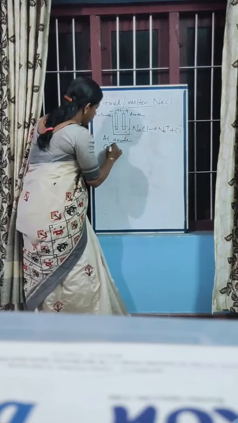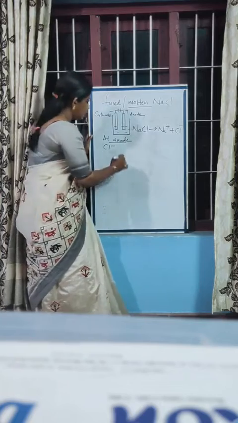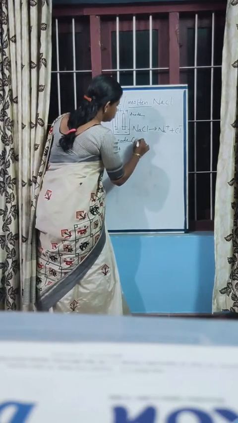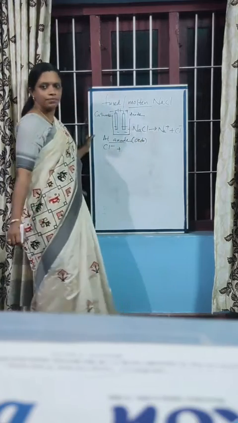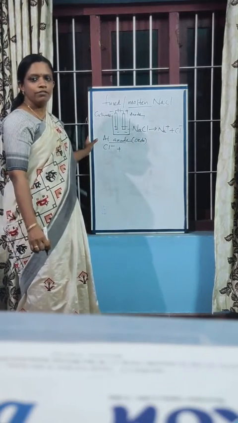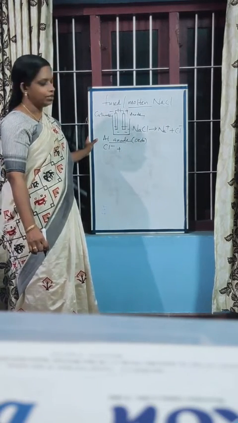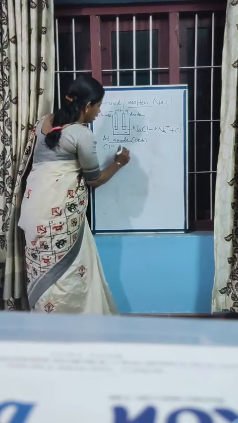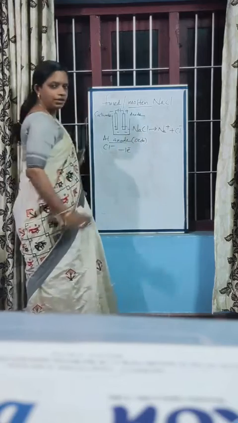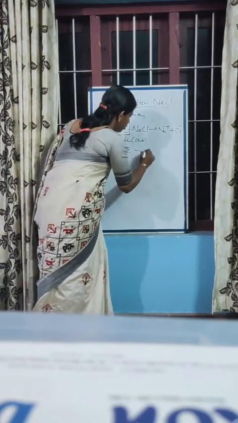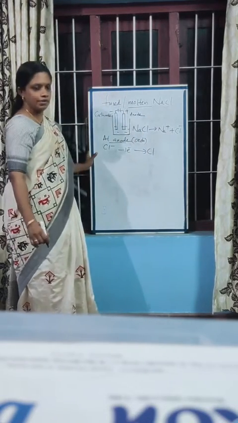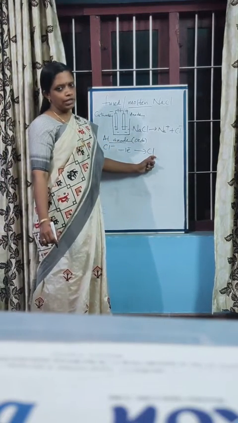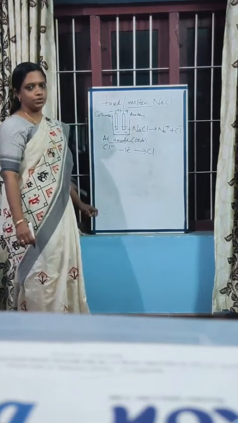Cl minus. Chloride ion is here. It undergoes oxidation. Do you remember what oxidation is? Oxidation is the process of removal of electron. So each chloride ion liberates one electron to form a chlorine atom. A chloride ion is oxidized to a chlorine atom by liberating one electron.